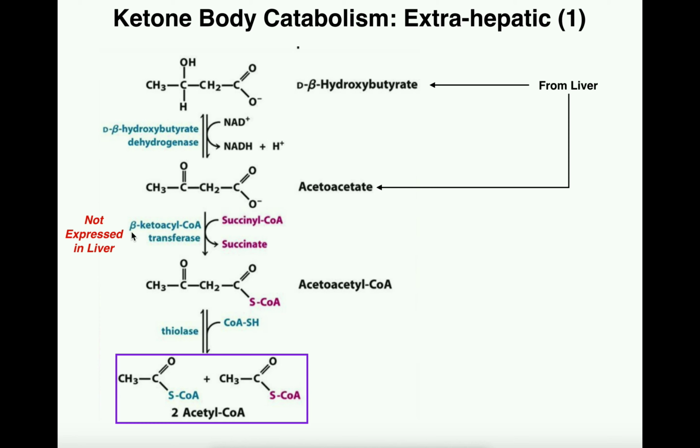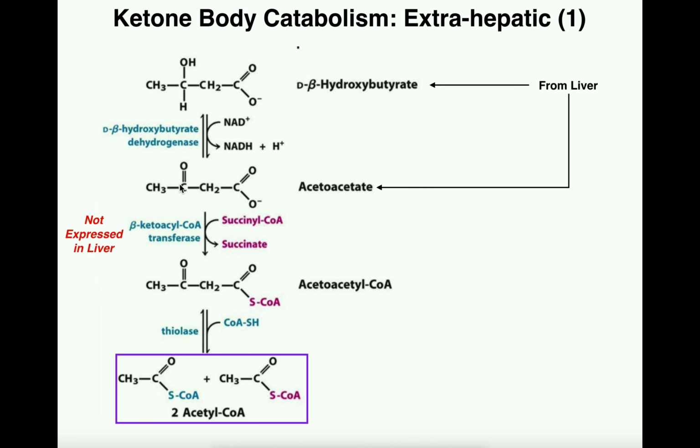What's important about this enzyme, beta-ketoacyl-CoA transferase, is that it is not expressed in the liver. What would happen if the liver expressed this enzyme? Well, the liver obviously manufactures beta-hydroxybutyrate and acetoacetate. So if the liver had this enzyme, it would just convert all the acetoacetate to acetyl-CoA, and there wouldn't be anything good, right? You'd just consume the ketone bodies you just made in the same tissue, and there wouldn't be really any left to distribute to the rest of the body. So it makes sense that the liver does not express this enzyme. So the liver cannot catabolize acetoacetate or beta-hydroxybutyrate.